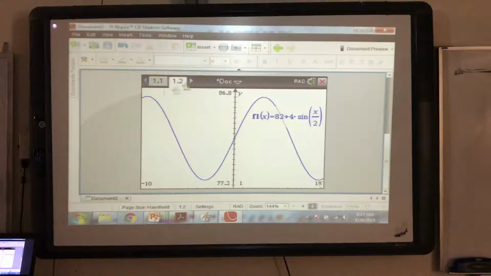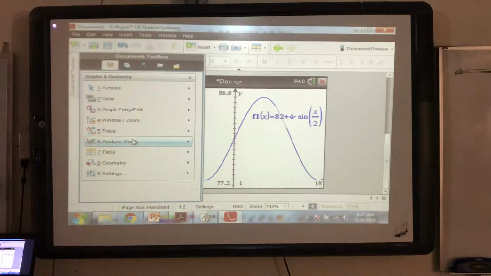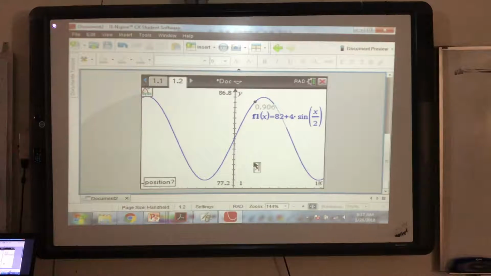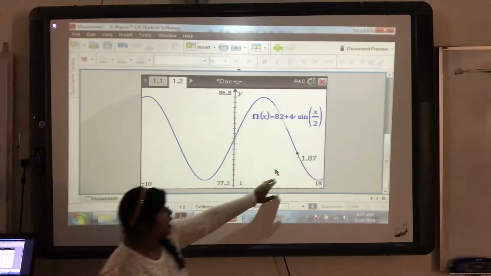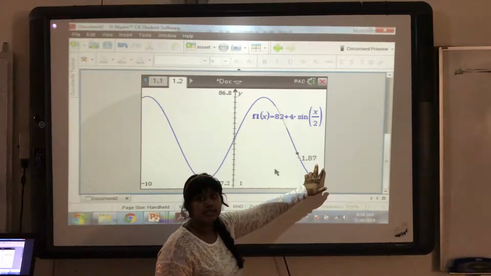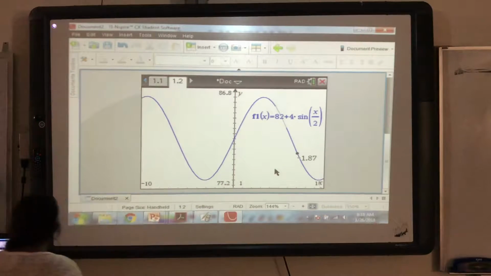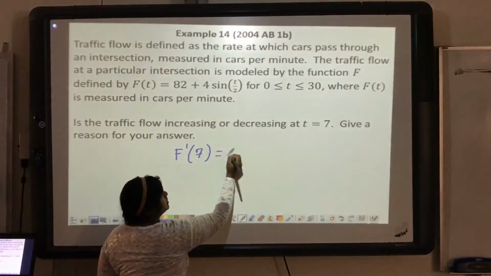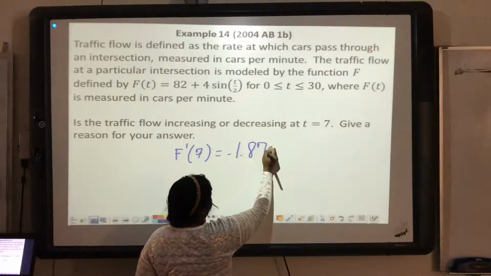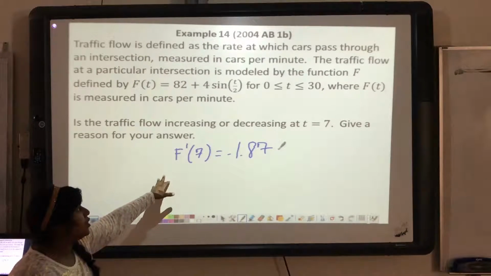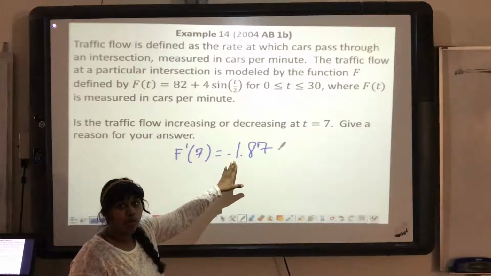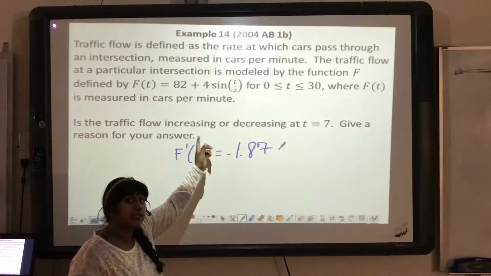Okay, and then if we wanted to analyze this, if we wanted to evaluate our derivative at 7, then we actually get that answer, and we see that it's negative 1.87. So what does this tell me? Well, if my derivative is negative at that point, then what does that tell me? Am I increasing or decreasing?